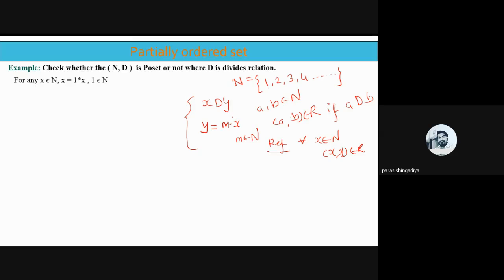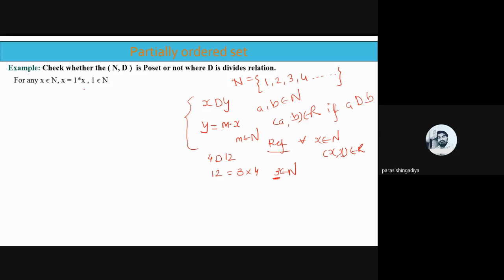So m into x. For example, if we consider 4 divides 12, then 12, that is y, we can write as 3 into 4, where 3 belongs to the set of natural numbers. That is the value of m, 3 into 4. Clear? Y is equal to m into x.